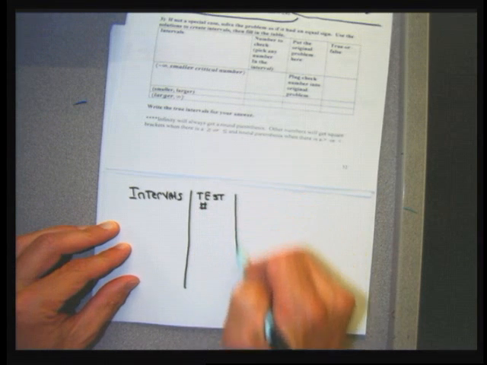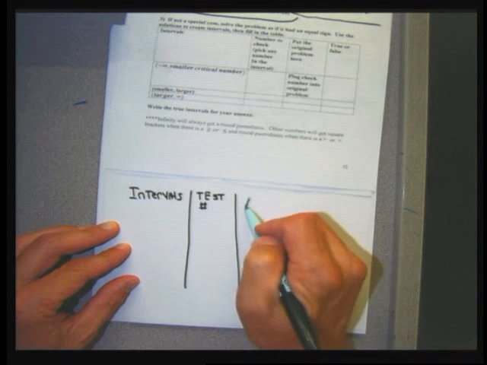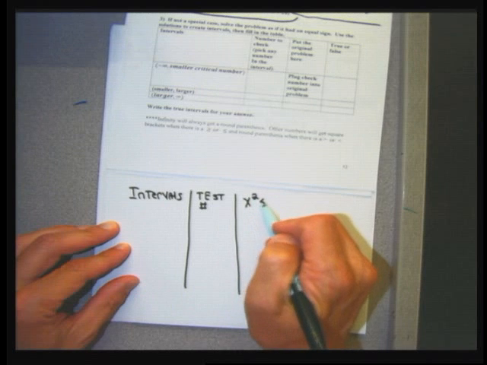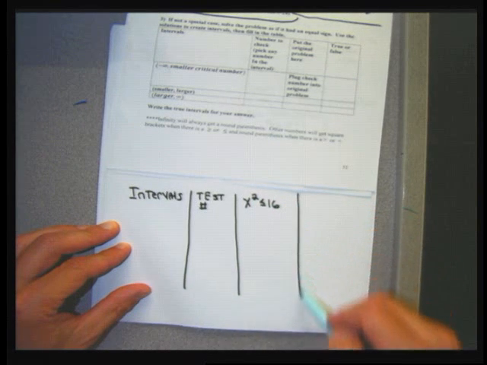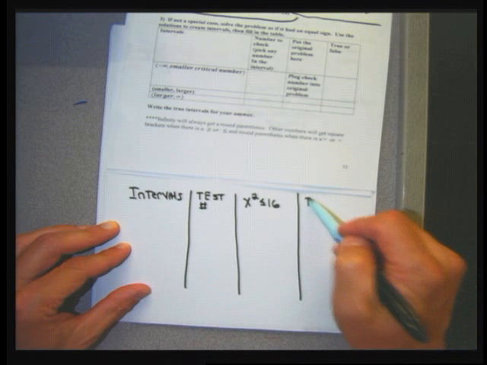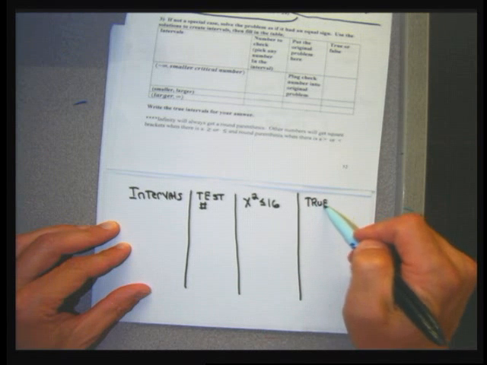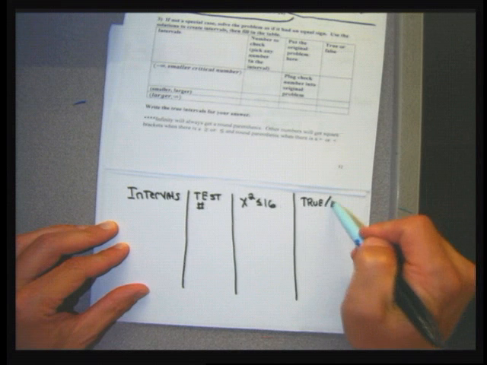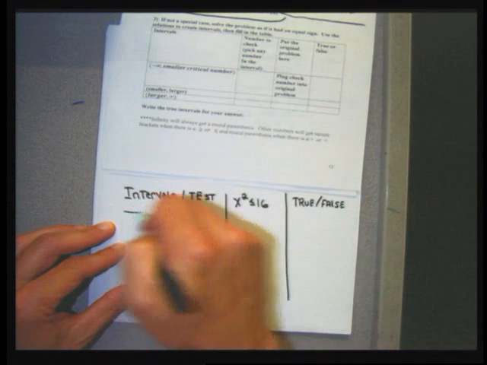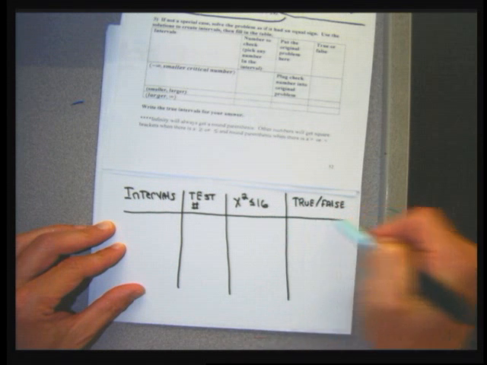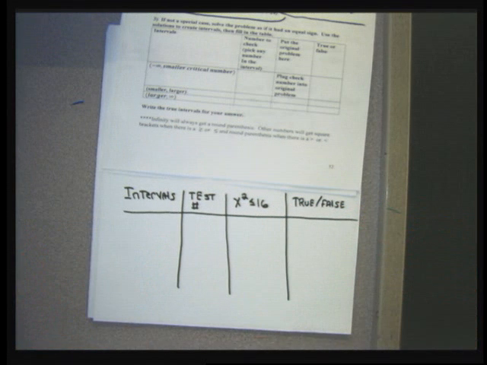The third column is going to have the original problem. The original problem is x squared is less than or equal to 16. And then I'm going to write true or false. I'm not going to write both words, I'm going to write one of the 2 words. So for every problem, my table is going to look like this, and that's what's one of the special problems.